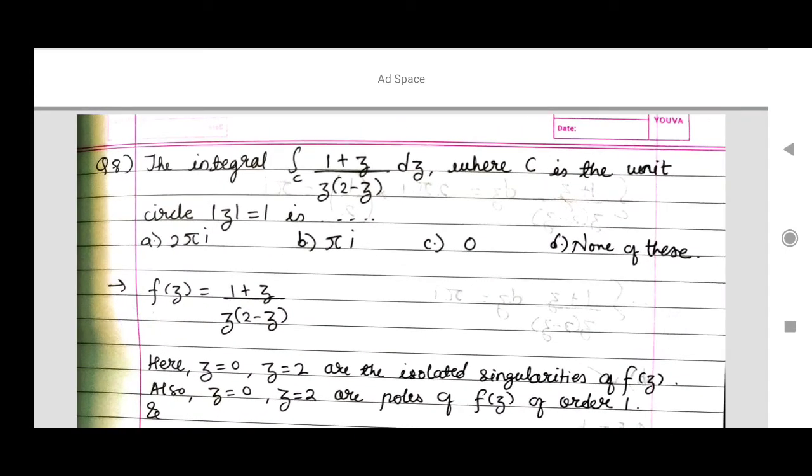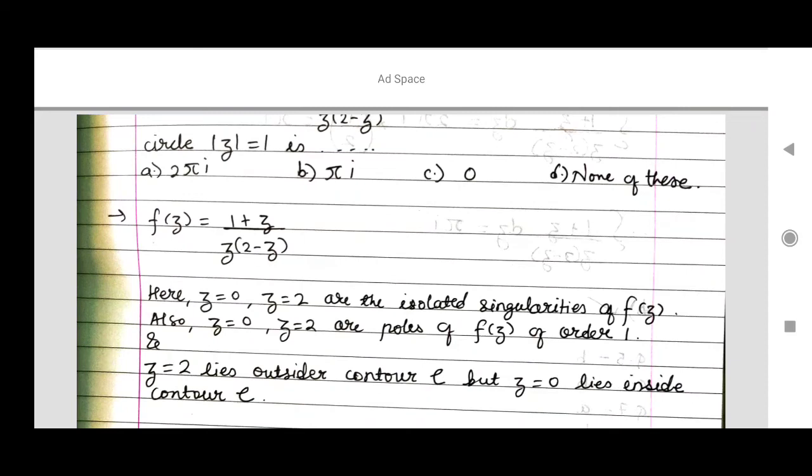So now let's move to question number 8. The integral over C of (1 plus z) upon z times (2 minus z) dz, where C is the unit circle with mod z is equal to 1, is: option A 2 pi I, option B pi I, option C 0 and option D none of these.